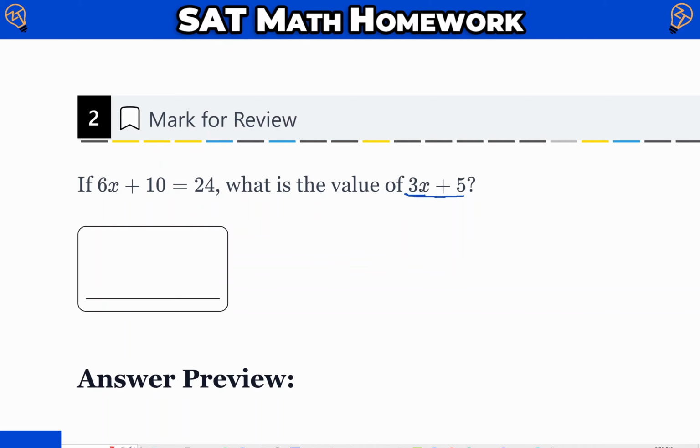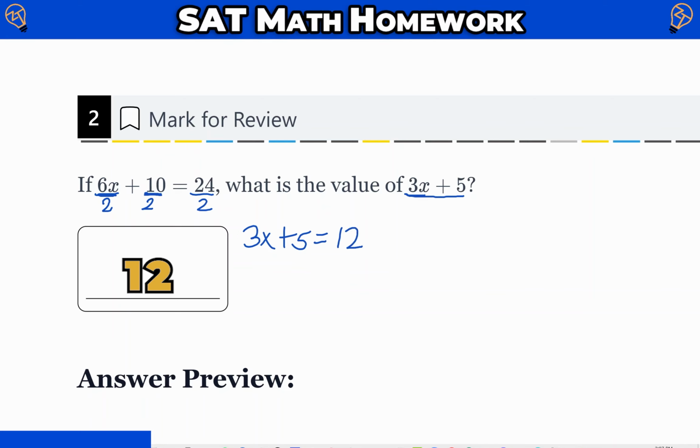Well, if you look here, you might observe both 6 and 10 are even, and if I cut them in half, I do get 3x plus 5. Well, with any equation, you can't just do something to one side without doing it to the other. So we do it to every component of the equation. And notice when we divide, we get 12. So what's the value of 3x plus 5? It's 12. Definitely the fastest approach, and we'd be done.